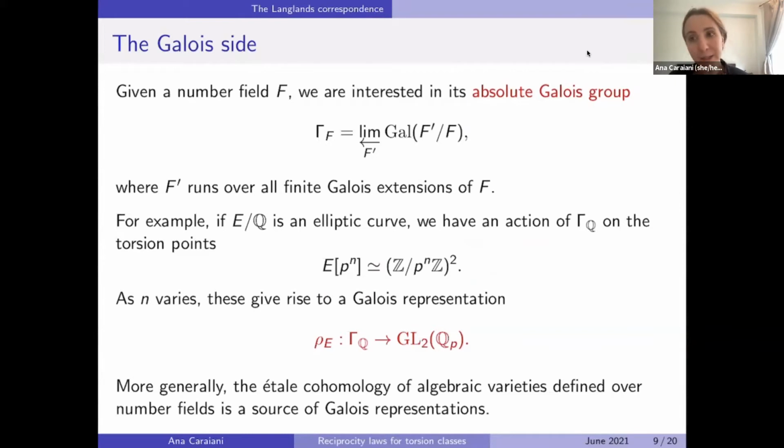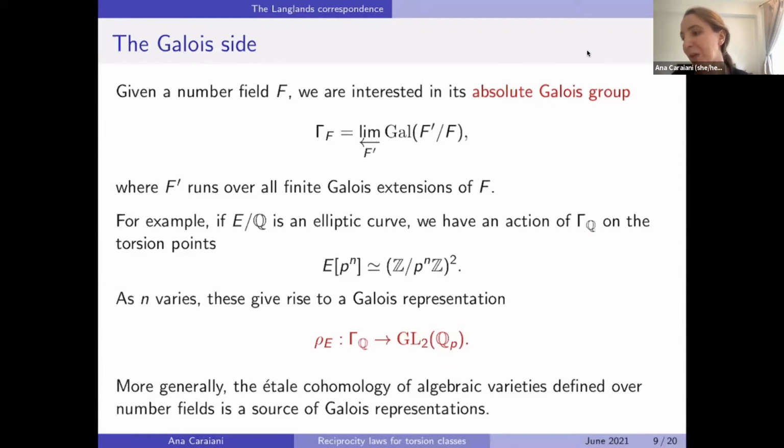And as n varies, you can put these together into a system that gives rise to a Galois representation, a two-dimensional representation of the absolute Galois group of Q that is valued in GL_2 of Q_p, where here Q_p is the field of p-adic numbers. So this is the p-adic completion of Q that you get by saying that two rational numbers are close if they are congruent modulo a high power of p.